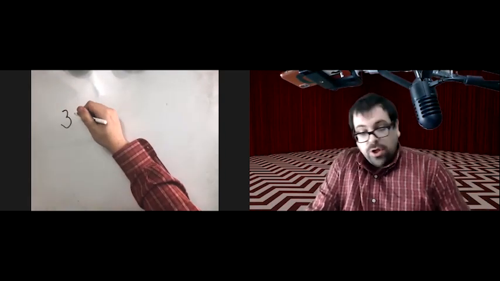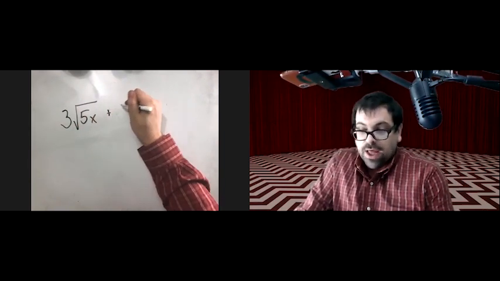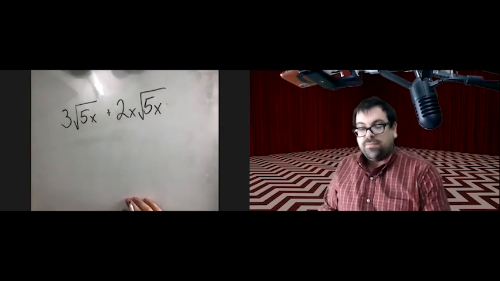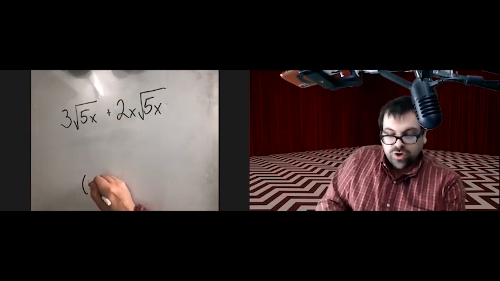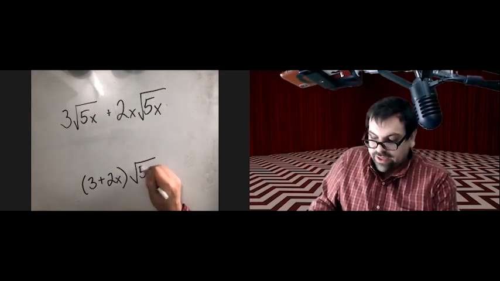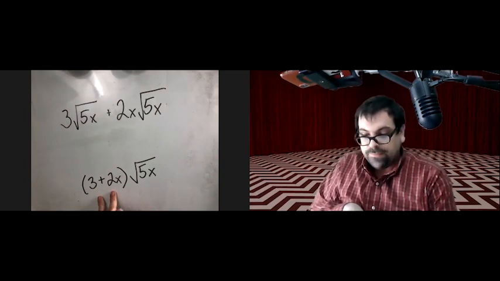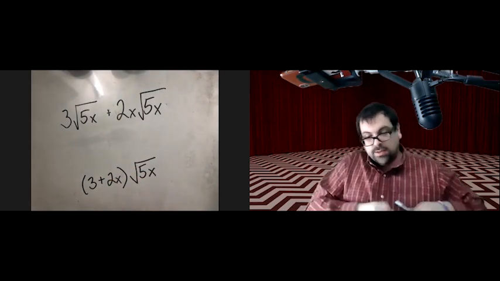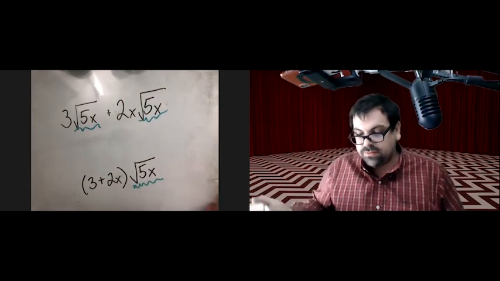So if we had 3 radical 5x plus 2x radical 5x, 3 of these plus 2x of these would be 3 plus 2x of these. We can't combine them anymore. You can think of it as taking that common factor and factoring it out to the right.